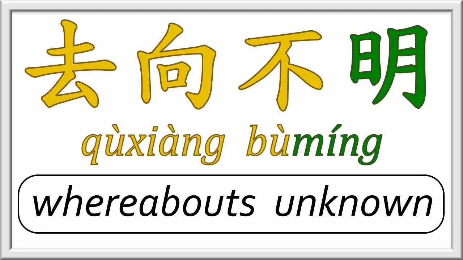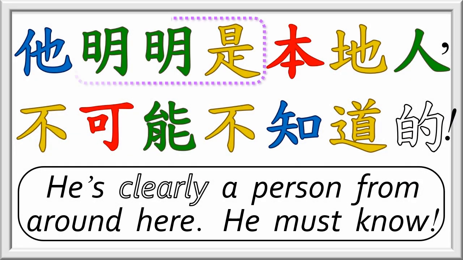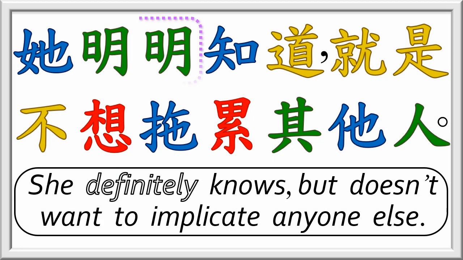不明 means unclear or unknown, as in this phrase. 去向不明 whereabouts unknown. When repeated, 明明 serves as an adverb, meaning clearly or obviously. 他明明是本地人，不可能不知道的。He's clearly a person from around here. He must know. 他明明知道，就是不想拖累其他人。She definitely knows, but doesn't want to implicate anyone else.